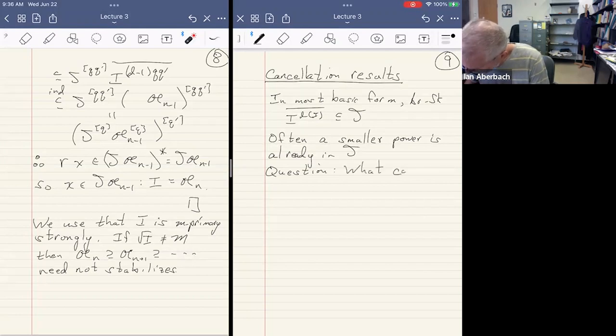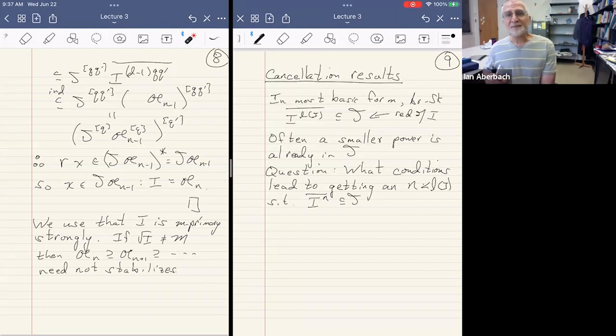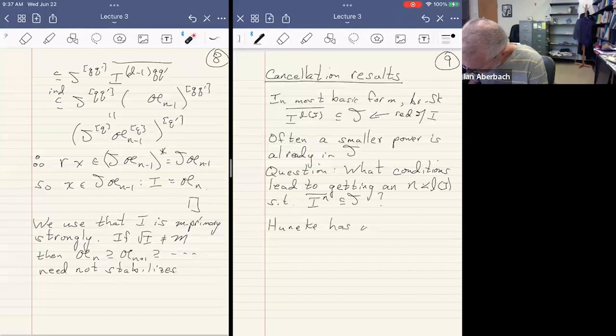What conditions lead to getting, say, an n less than L of I, such that I to the n bar is contained in J? Here J is of course a reduction of I. There's a nice paper of Craig Huneke from 2000 on cancellation of ideals.